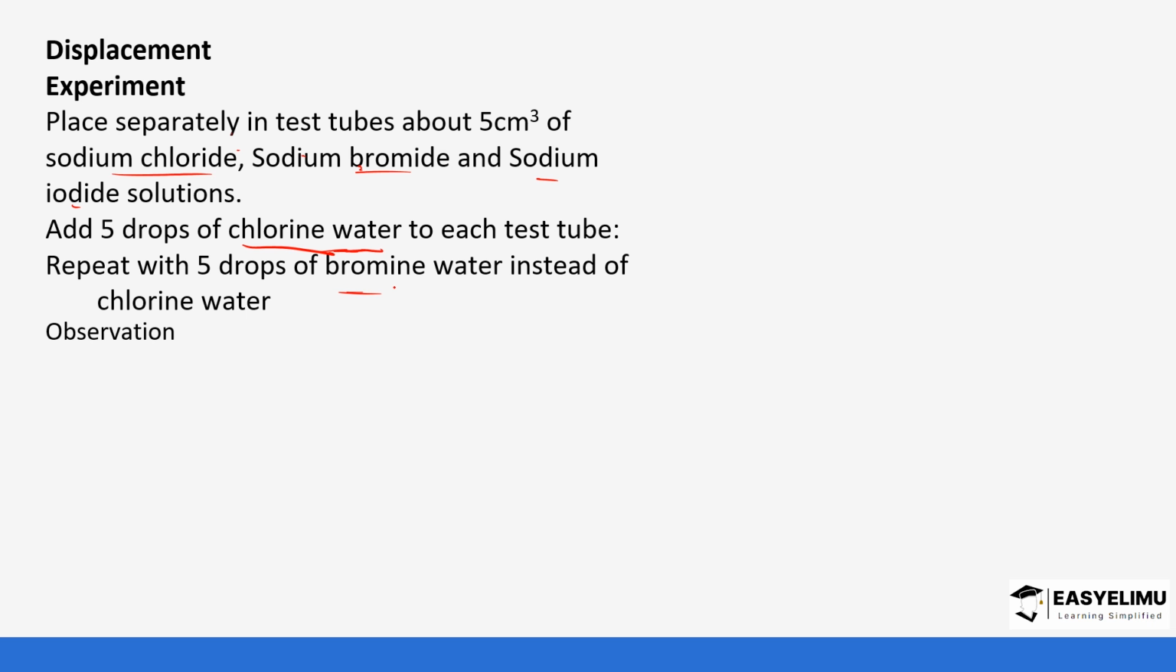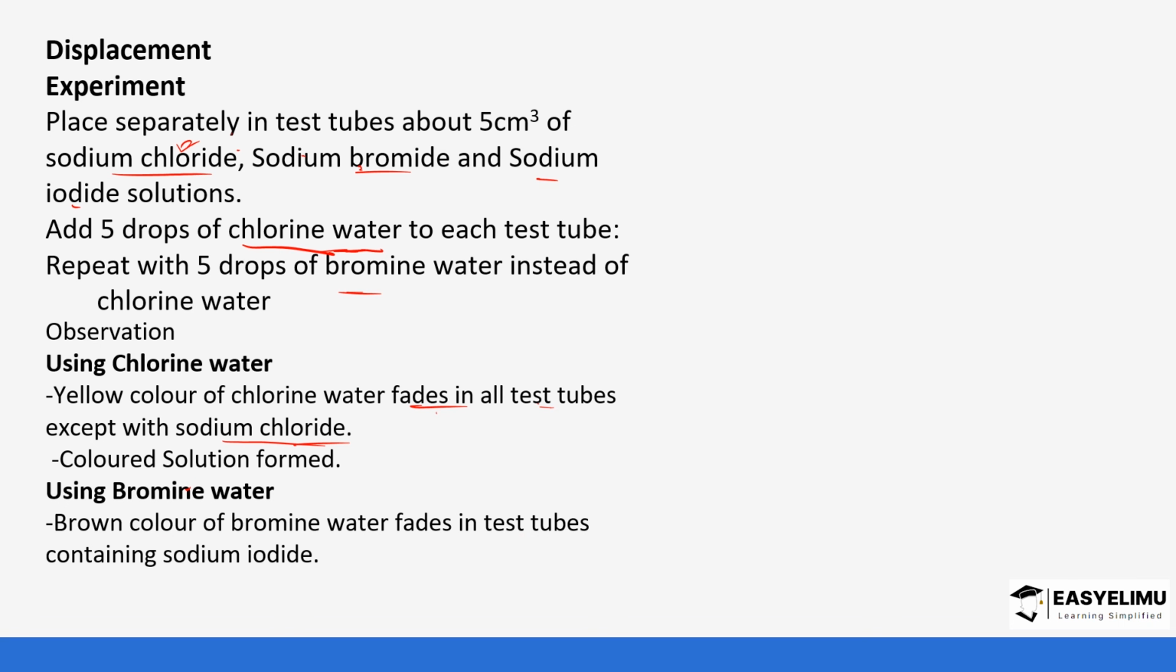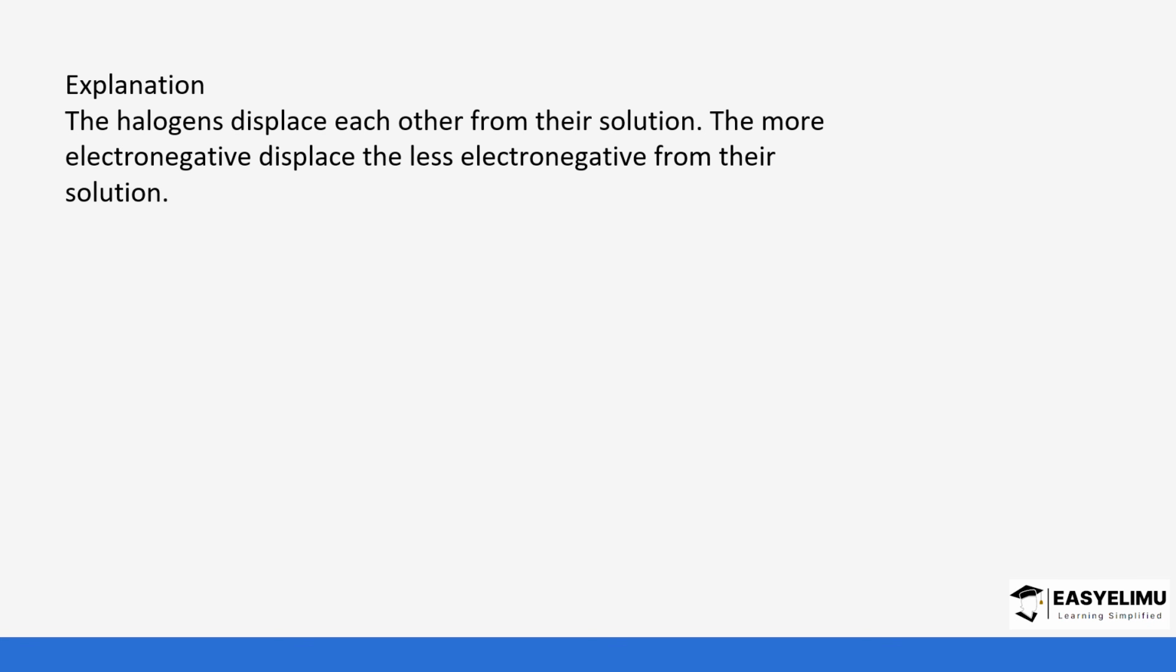What we notice is that if you use chlorine water, the yellow color of the chlorine water fades in all the test tubes apart from sodium chloride. The reason it doesn't change in sodium chloride is that the ions there are similar, so it cannot displace itself. A colored solution is also formed. With bromine, the brown color only fades in the test tube containing sodium iodide, but it does not change in sodium chloride and sodium bromide. So halogens displace each other from their solutions.